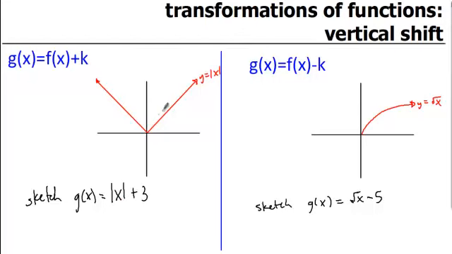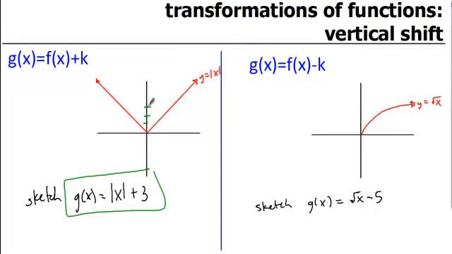What is going to happen, so if these are the parent functions, there will be some problems where I actually provide you with the parent function, and then I ask you to graph the transformation. So if I gave you this function right here, g of x is equal to absolute value of x plus 3. Notice the plus 3 falls on the outside of the function. It's not embedded inside the square root. So what's going to happen to every point on this graph? It's going to get shifted up 3.